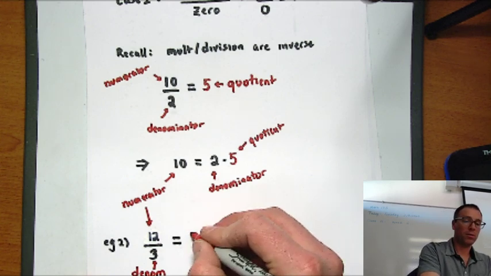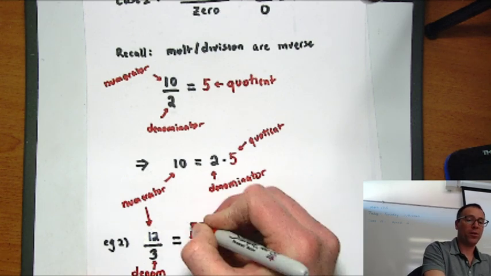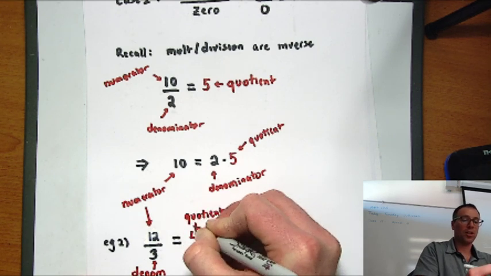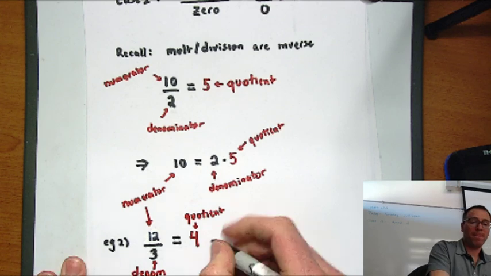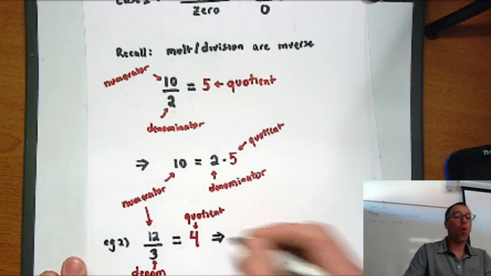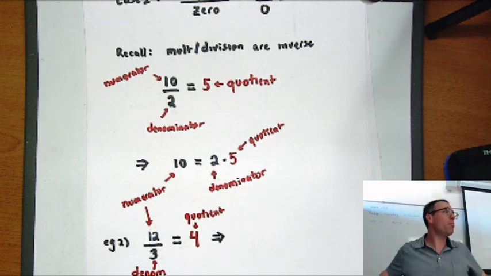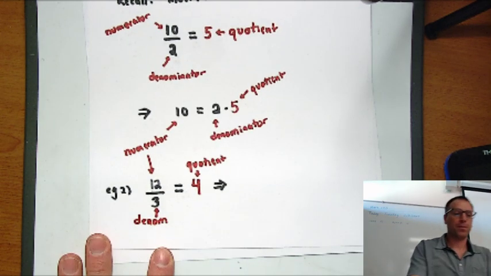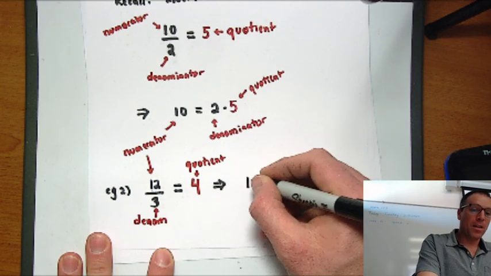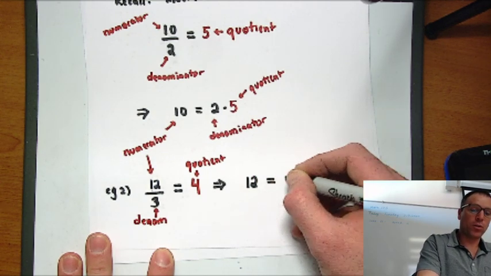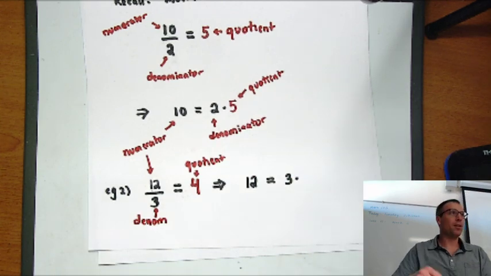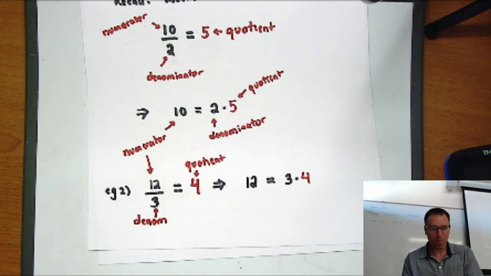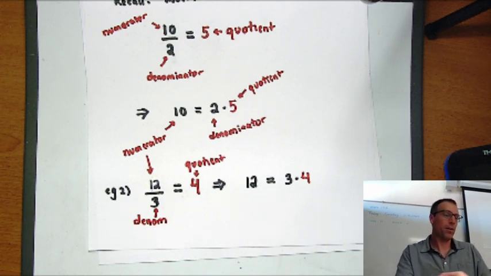4. What do we call the output? Quotient. So let's think about this for a moment. What is the corresponding multiplication problem that is represented by this division problem? 4 times 3 or 3 times 4. Yeah. The numerator is equal to the denominator times the quotient.